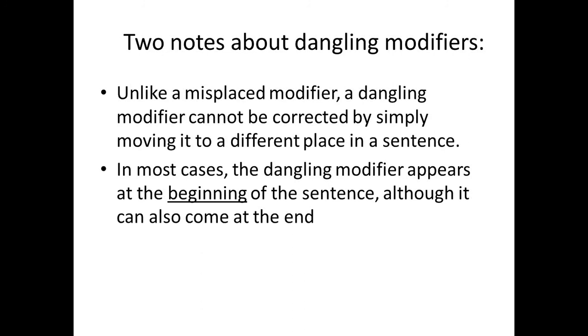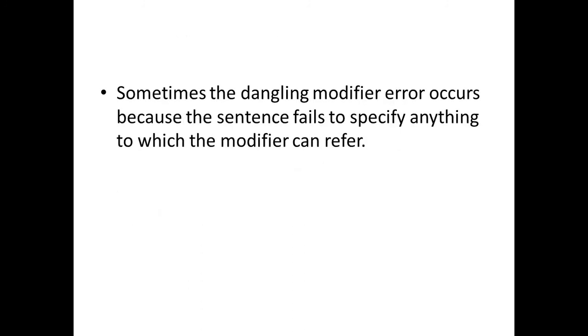So now look at two notes about dangling modifiers. I was just discussing the dangling modifiers to explain the thing. Unlike a misplaced modifier, a dangling modifier cannot be corrected by simply moving it to a different place in a sentence. In most cases, the dangling modifier appears at the beginning of the sentence, although it can also come at the end. Sometimes the dangling modifier error occurs because the sentence fails to specify anything to which the modifier can refer.